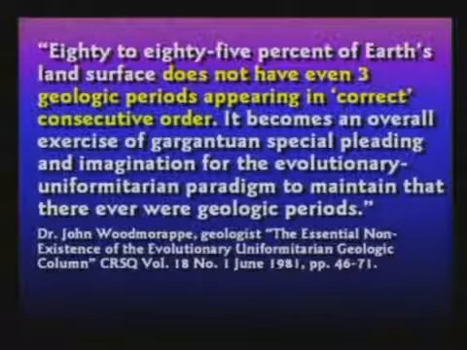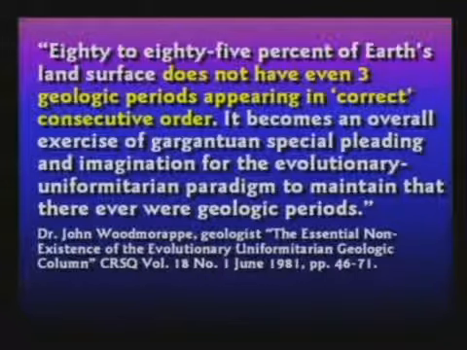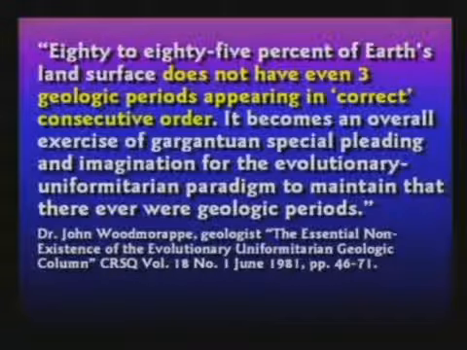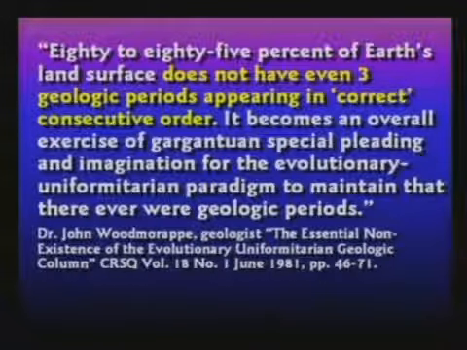Now, this is, though, what all of the evolution theory is based on. This geologic column simply does not exist. It's one of the lies in the textbooks. Now, 80 to 85% of Earth's surface does not even have three geologic periods appearing in correct consecutive order. It becomes an overall exercise of gargantuan special pleading and imagination for the evolutionary uniformitarian paradigm to maintain there ever were geologic periods. The whole thing is baloney.